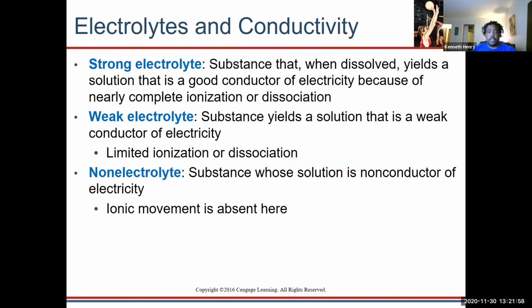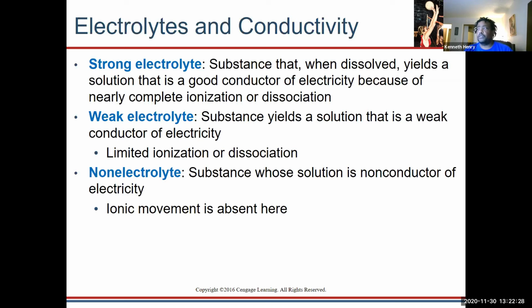Again, something that's a strong electrolyte, when it's in water, dissolves completely. You have complete dissociation. So in that case, you have very few of them that are still connected together, right? Those plus and minuses are separated from each other. And so those are considered a strong electrolyte, where a weak electrolyte only dissociates a little bit. So most of them are still connected. You only have a limited amount of them that are dissociated.